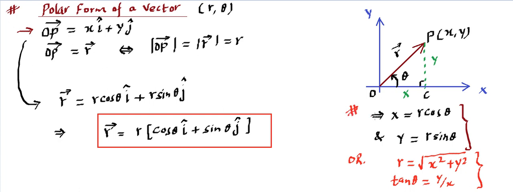Why? Because one form may be given to you and you might be asked to convert it into another form. If it is given in X and Y terms, use these two to get R and theta and put them here. Similarly, if R and theta are known to us, we can use these to get the X value and Y value and substitute to get the vector in terms of X and Y. Making sense? So we can always convert from one form to another: Cartesian form to polar form. That's another way of representing a vector. I hope it's making sense.